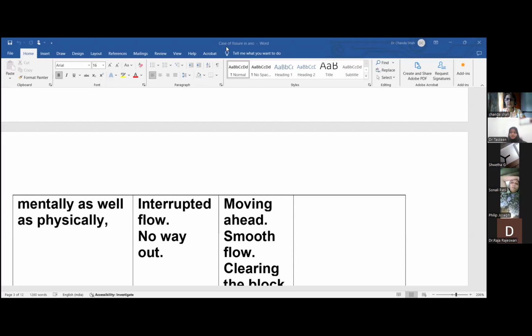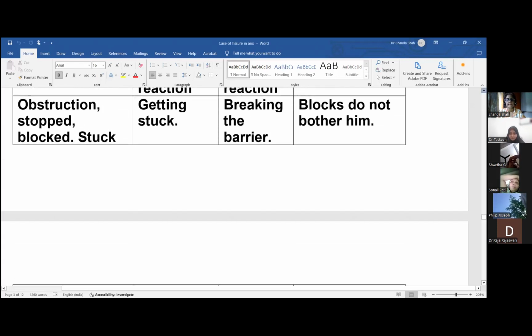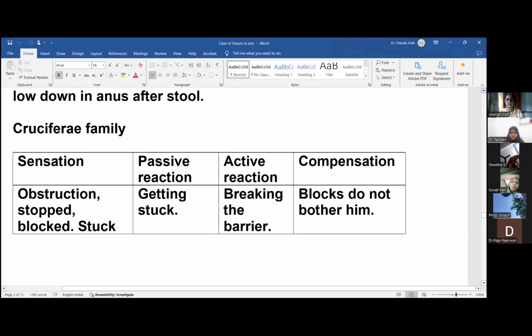Which table do you want? The crucifer table? This is from Dr. Sankaran's book. The sensation of the crucifer family is obstruction, stop, blocked, and blocks do not bother him.